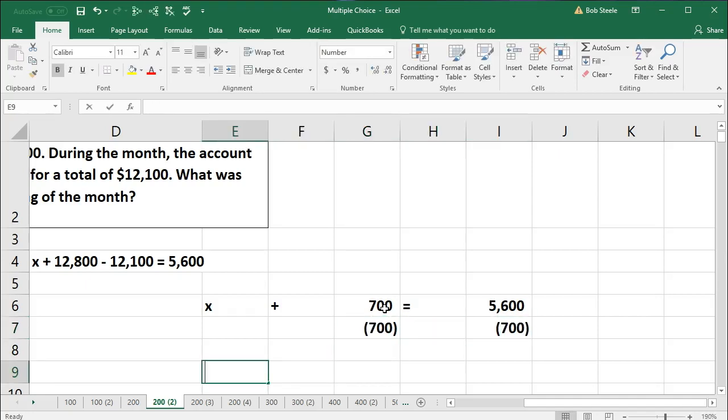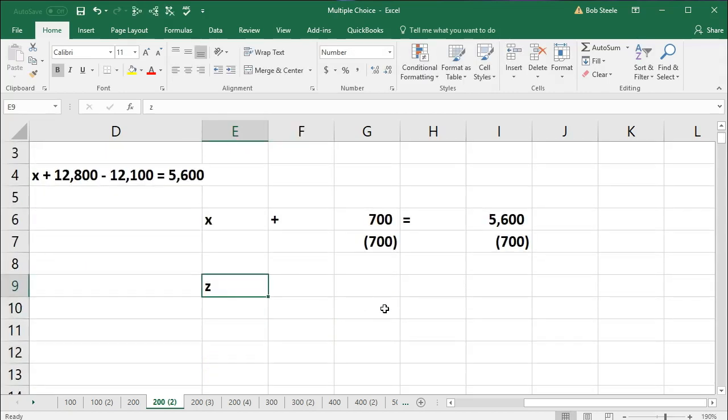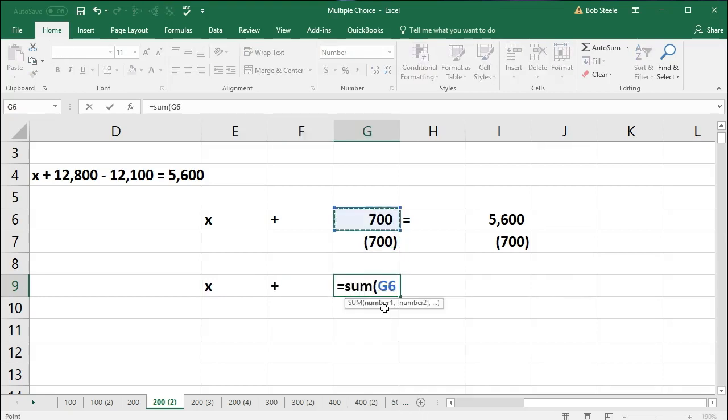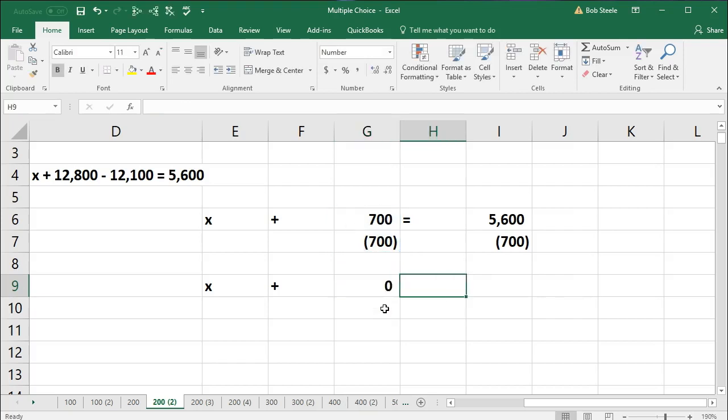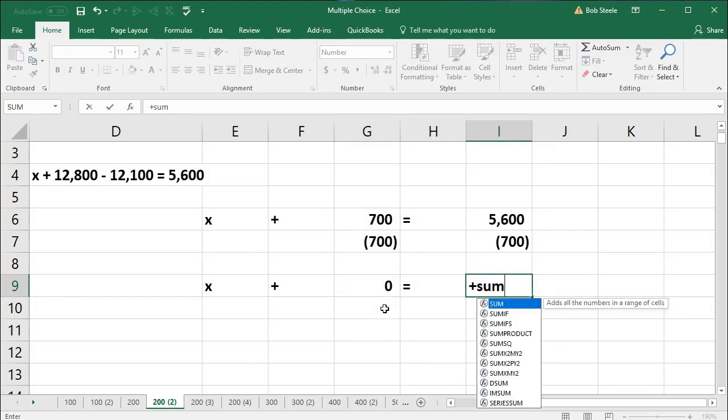And that means that x would then be adding 2. I'm going to do the math here. 700 minus 700 is 0 equal, and we do the math here.